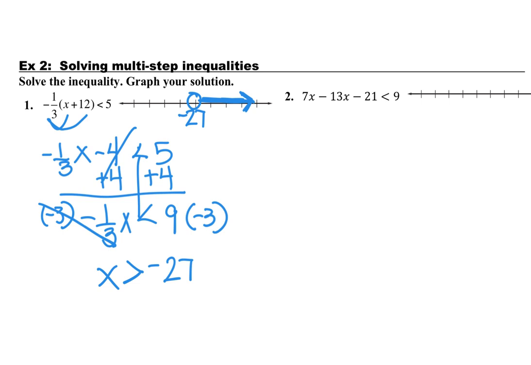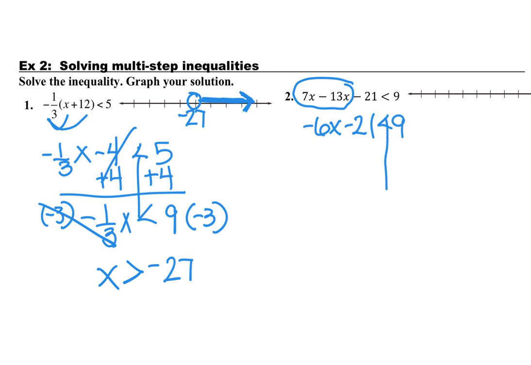All right, question number 2. We have 7x minus 13x minus 21 is less than 9. Notice how we need to simplify before we can start solving here. We need to take the 7x minus the 13x. So we'll end up with negative 6x minus 21 is less than 9.